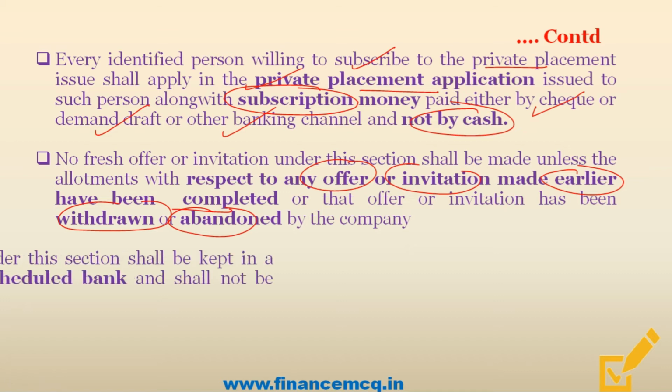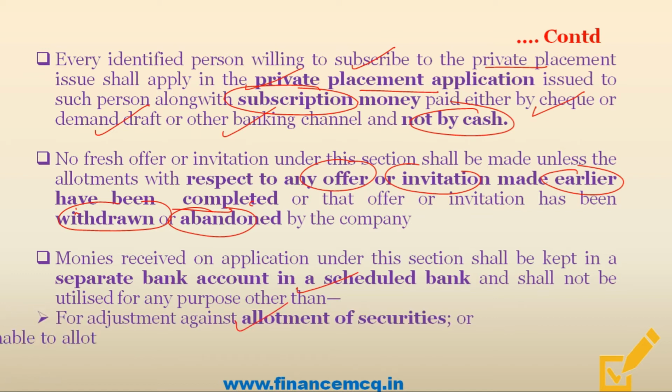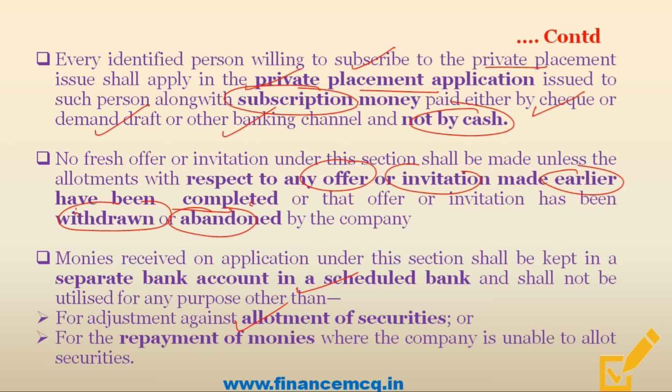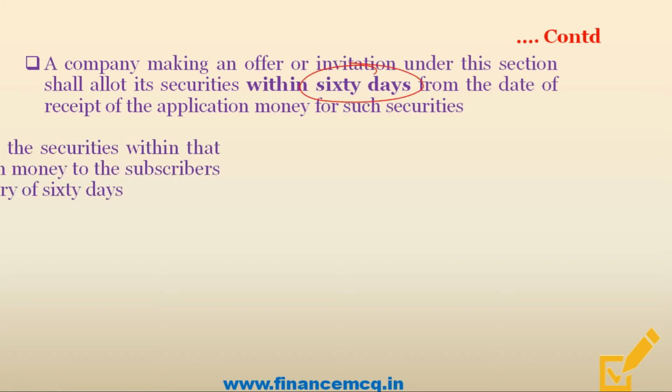And friends, like in case of public issue, the money received on application under this section shall be kept in a separate bank account in a scheduled bank, and the money shall not be utilized for any other purpose other than for adjustment against allotment of securities or for refunding of the money in case the company is unable to allot the securities. Moving on. So friends, a company making an offer or invitation under this section shall allot its securities within 60 days from the date of receipt of the application money for such securities.